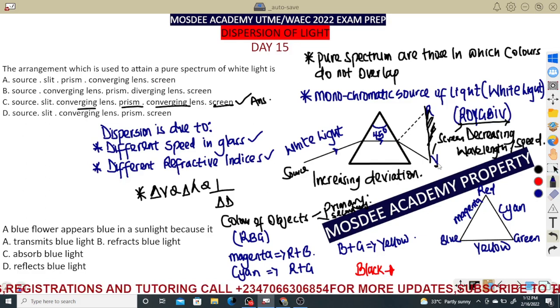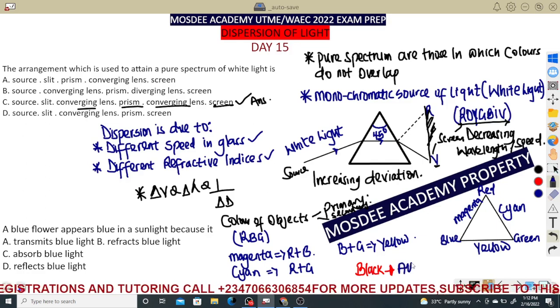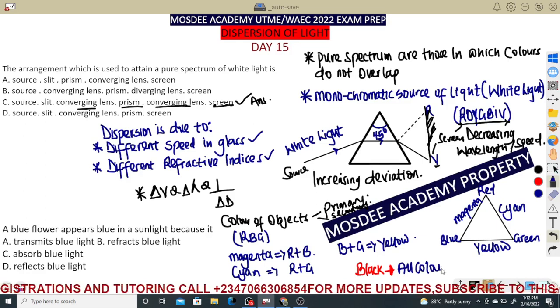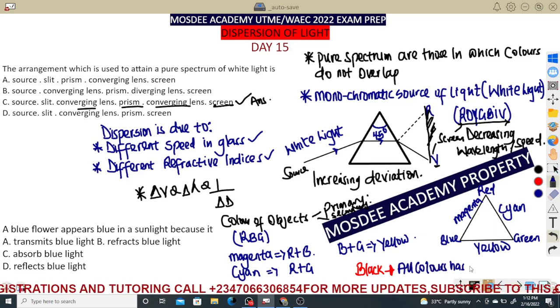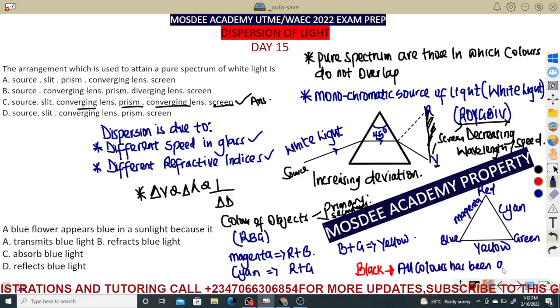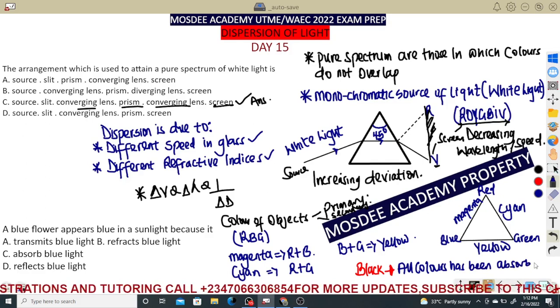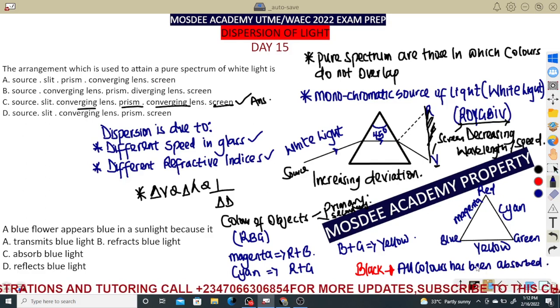Because from our knowledge of dispersion of light, we understand that the only time you can form black coloration is when what? All colors, you can just write all colors, have been absorbed. That is when you see black. For example, like this simple question we are facing before.